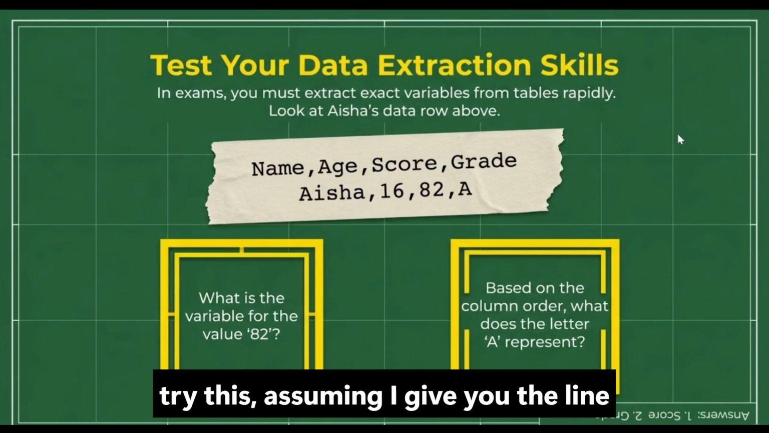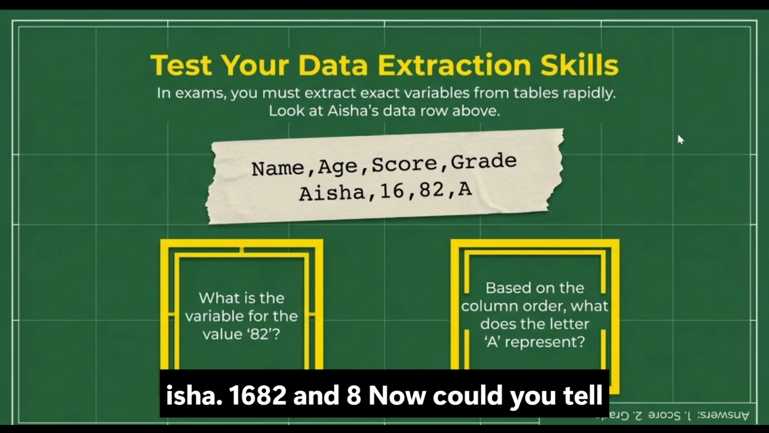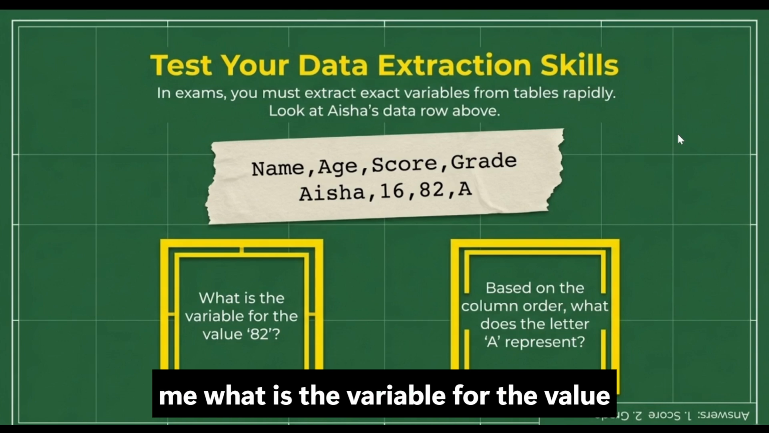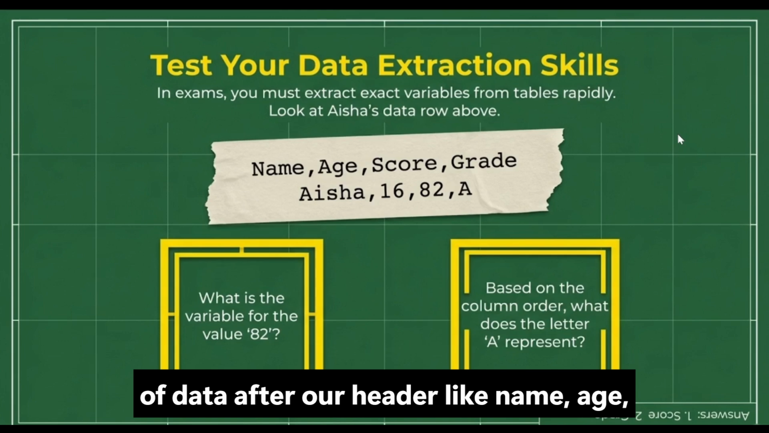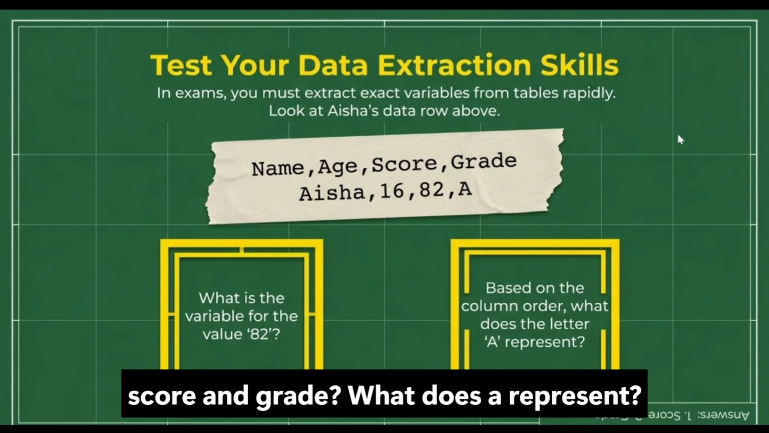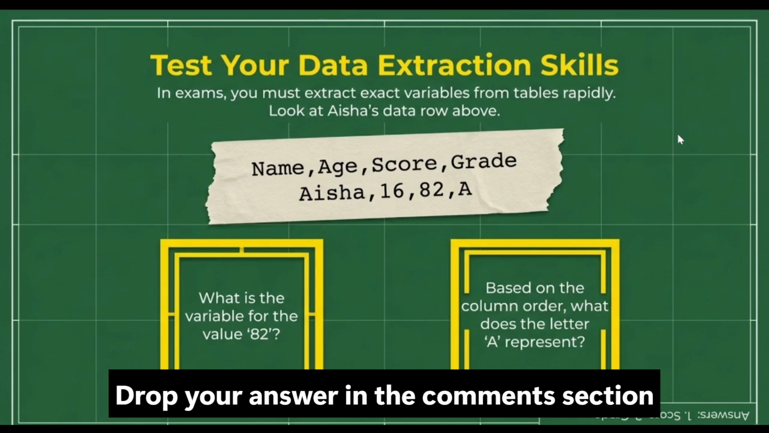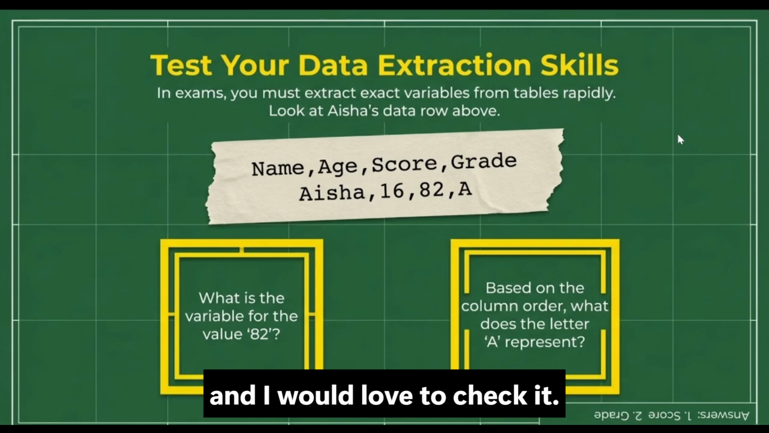Now let's try this. Assuming I gave you the line Aisha, 16, 82, and A. Now could you tell me what is the variable for the value 82? And if this was the first row of data after our header like name, age, score, and grade, what does A represent? Drop your answer in the comment section and I would love to check it.